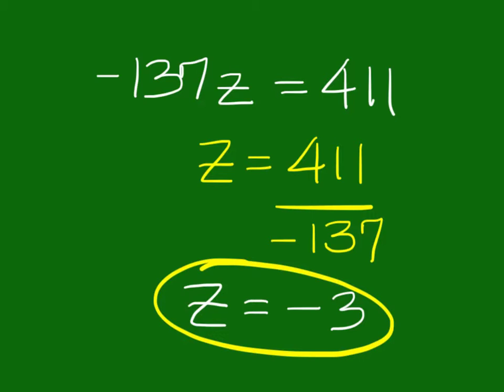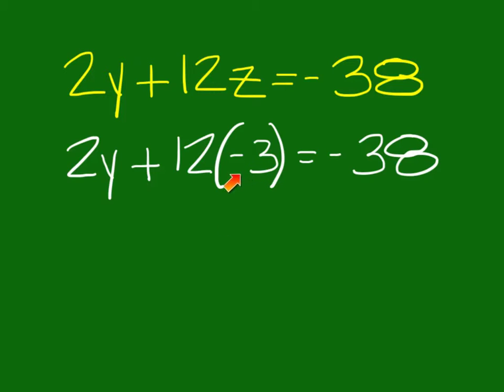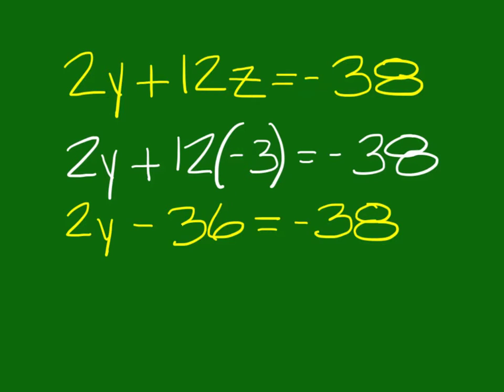So we're going to take z equals negative 3 and plug it back into one of those 2 equations that we generated that only has a y and a z in it. And in this case, I chose the 2y plus 12z equals a negative 38 because it looks easier. So if you insert the negative 3 here for z and multiply by 12, you get minus 36, which will have to be moved to the other side to become positive.